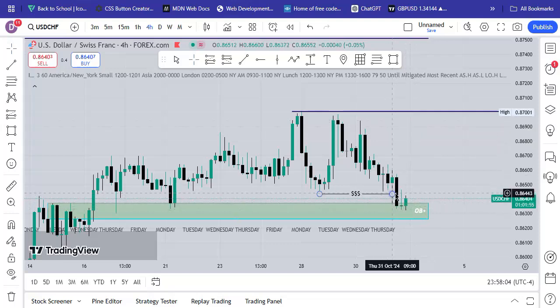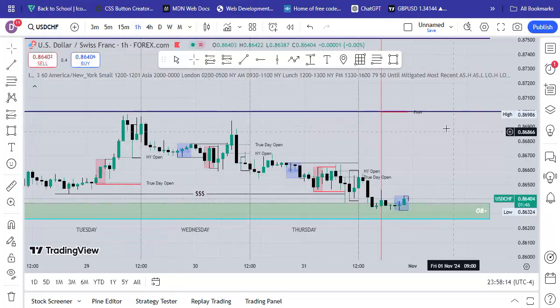We already took our sell side liquidity and created this swing low right here. I want to see price give us a shift in market structure. Let me go down to the 1 hour time frame.